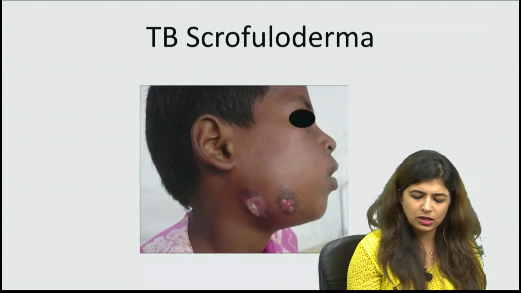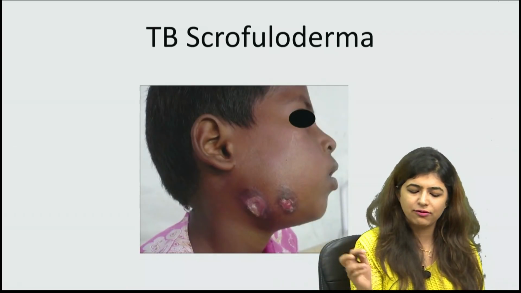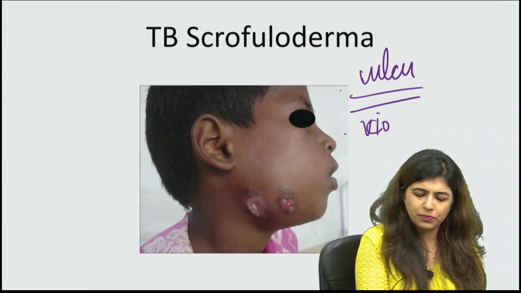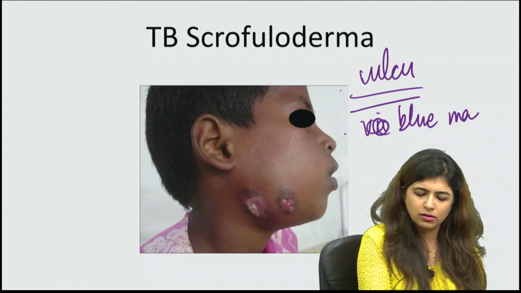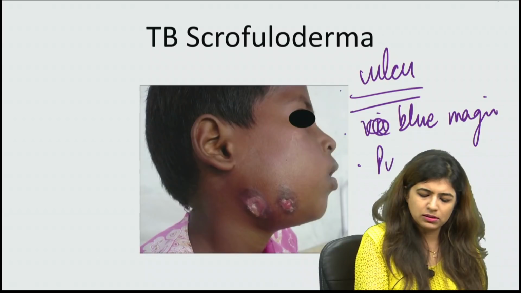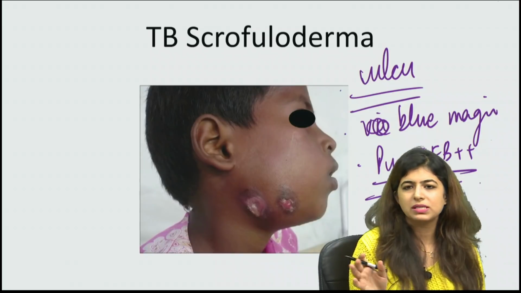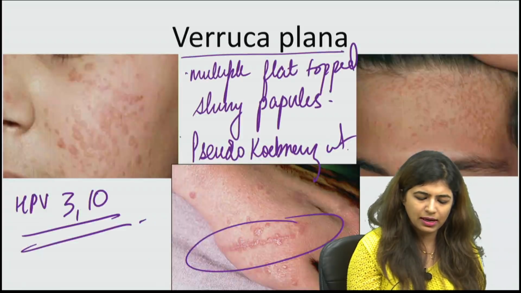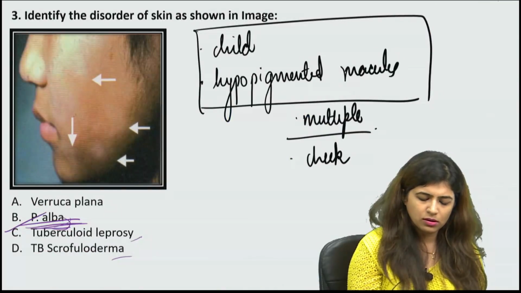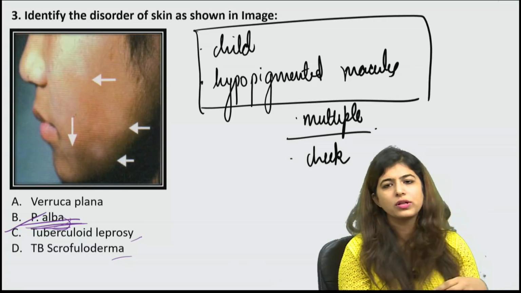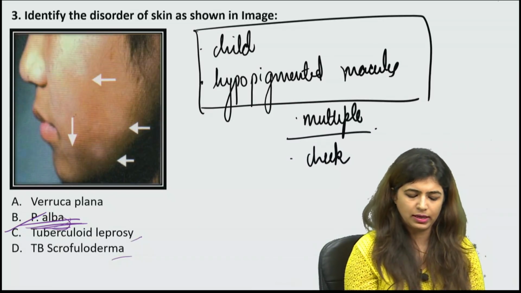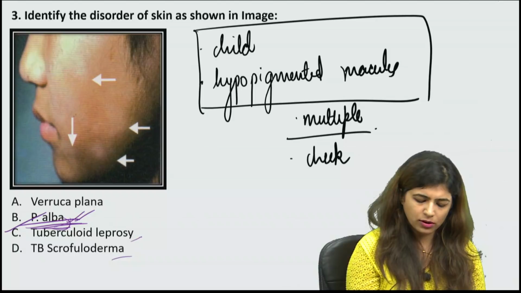The last option in the question was TB scrofuloderma, entirely different thing. This is an ulcer with a blue margin and pus positive for AFB. So scrofuloderma is entirely different, not a good differential, but still I have included it here so that you see what all of these look like. So the answer here is pityriasis alba. Clear to everyone? Good.